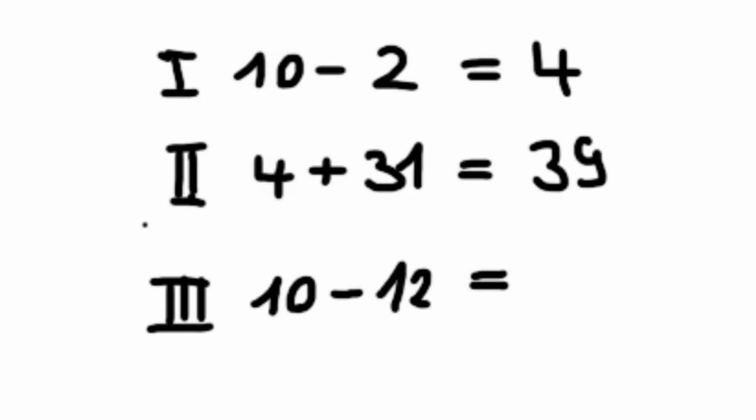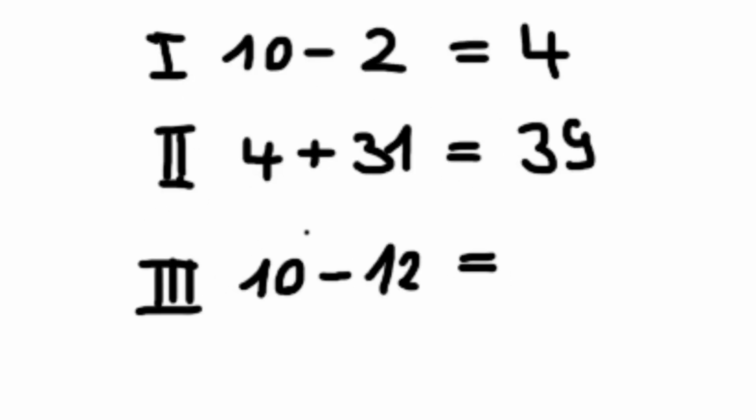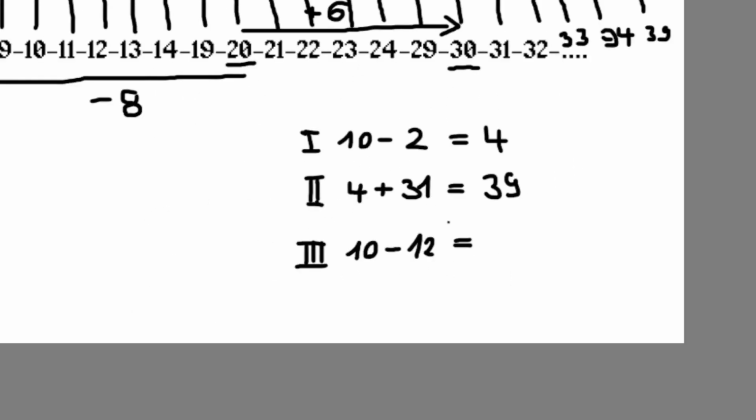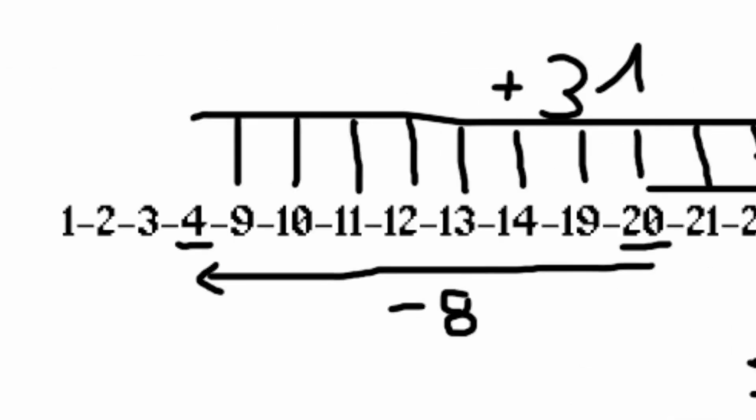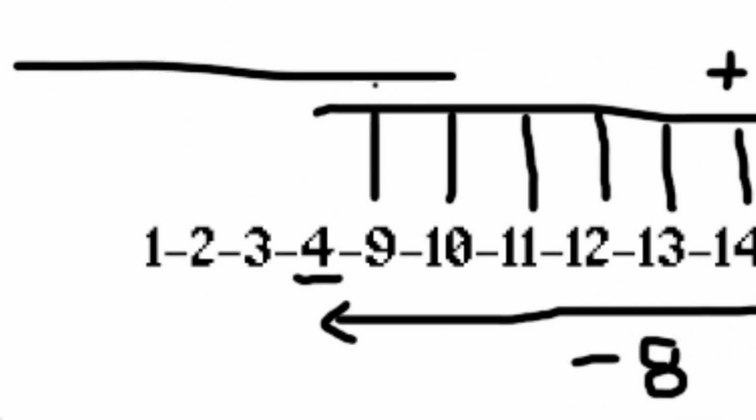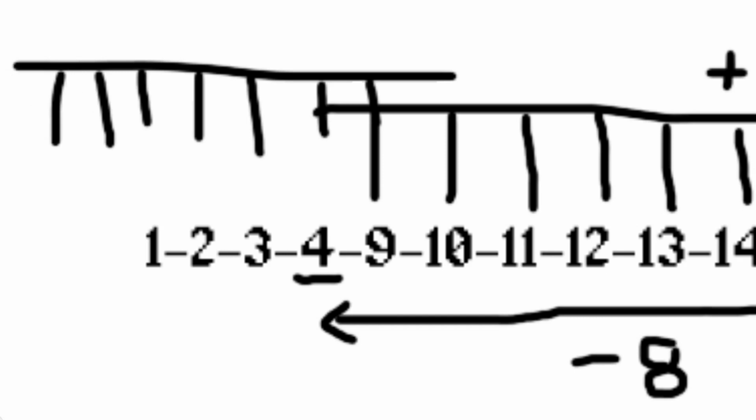And last exercise, 10 minus 12. What is that? Well, let's just count. 10 minus 12 is equal to 1, 2, 3, 4, 9. Oh. I need to introduce the numbers. So, what is to the left of 1, our starting number?